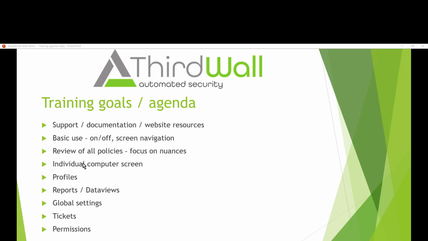We'll talk about using profiles and how you can use those to make your deployment of Third Wall much easier across large numbers of computers. Throughout, we'll talk about reports and data views and how they relate to our policies and other protections. We'll talk about global settings, of which there are quite a few. We'll talk about tickets, and we'll talk about permissions. So lots to talk about today and get you very, very familiar and comfortable using Third Wall.